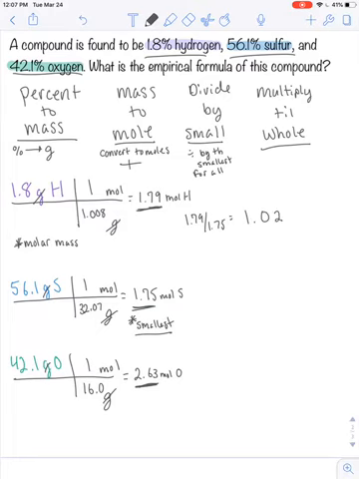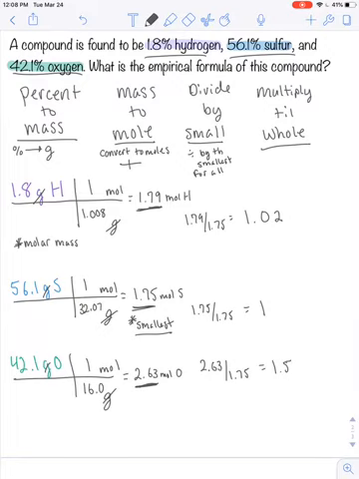For my next one, 1.75 divided by 1.75 is just going to give us 1. And then for my last one, I have 2.63 divided by 1.75. And that's going to give me 1.5. Okay, so right now we have 1.02, 1, and 1.5 at the end of our divide by small.